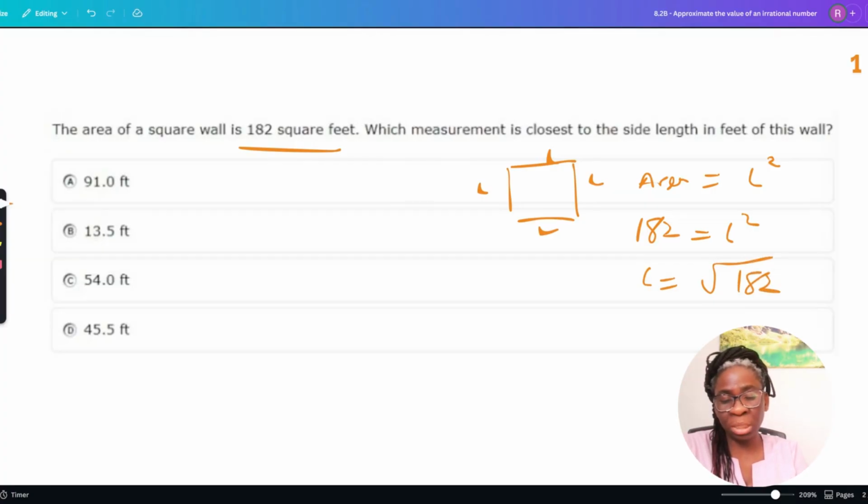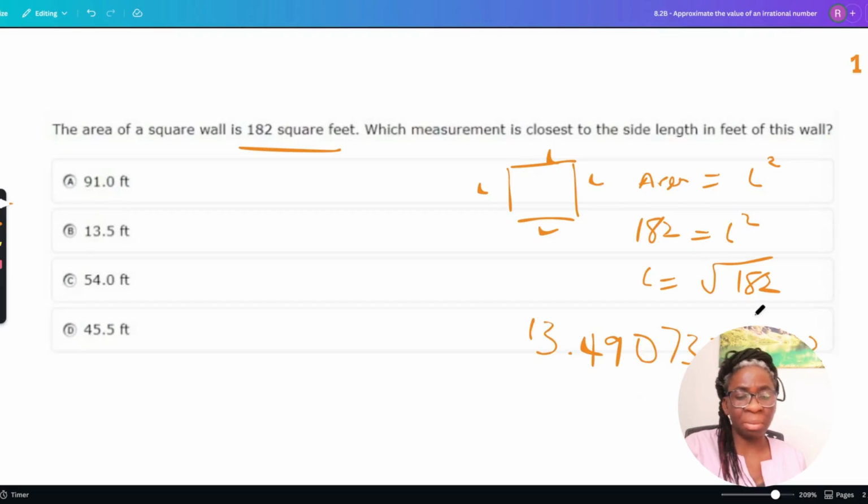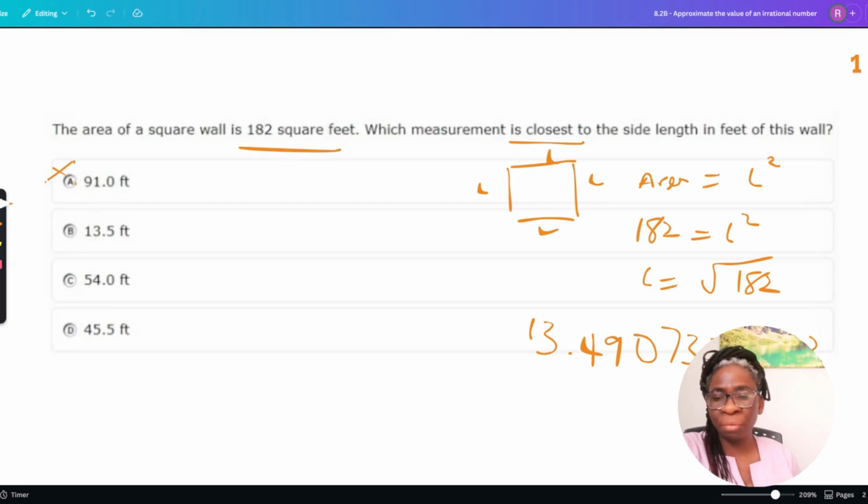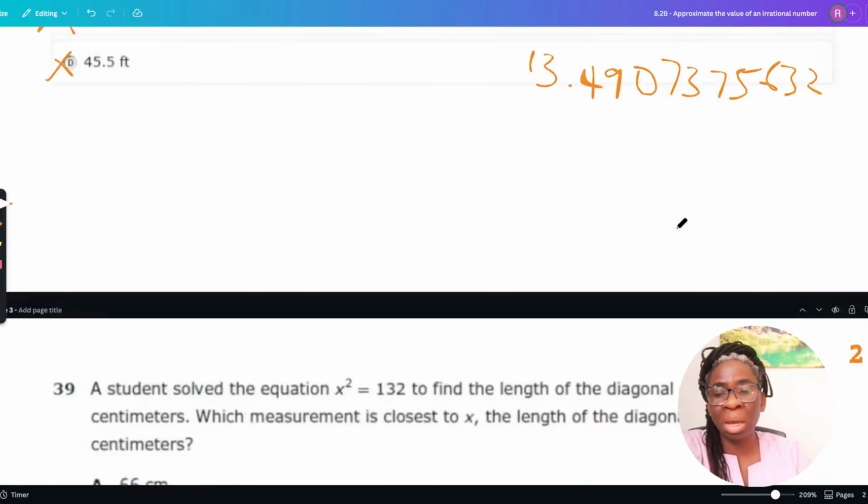So that will be the square root of 182, and that will be 13.490737563. You can see that it never repeats and it never ends. So we are now to find the measurement that is closest to it. 91 is far from it, 45 is far from it, 54 is far from it. So the closest to it is 13.5, and that is how to approximate.